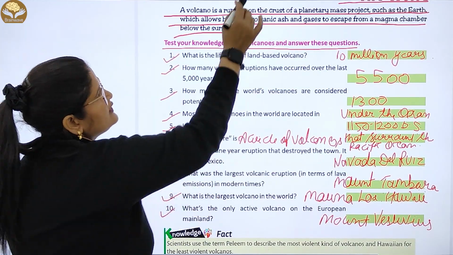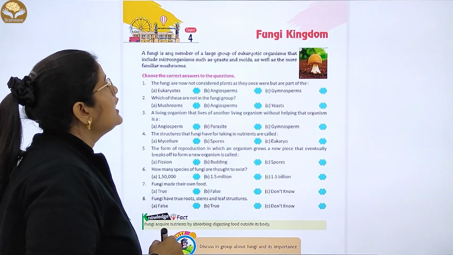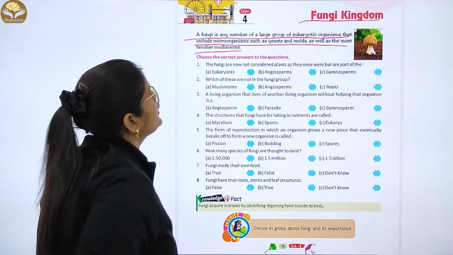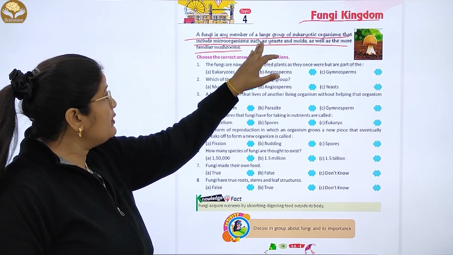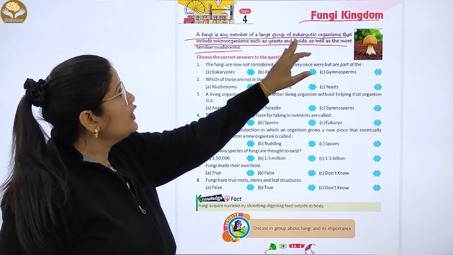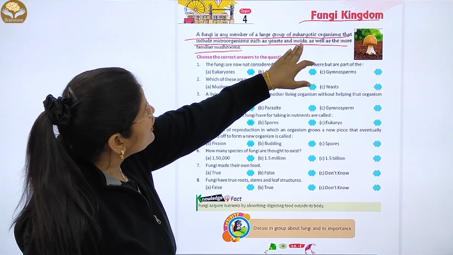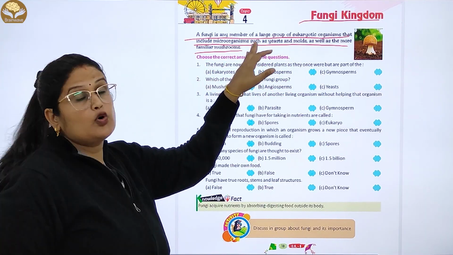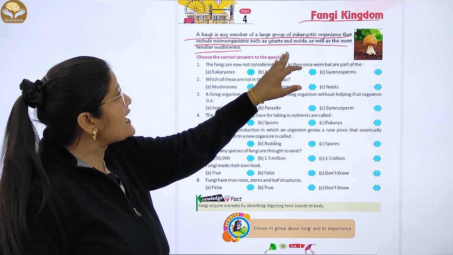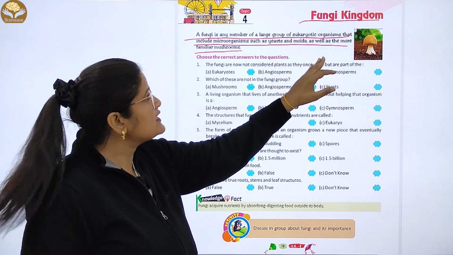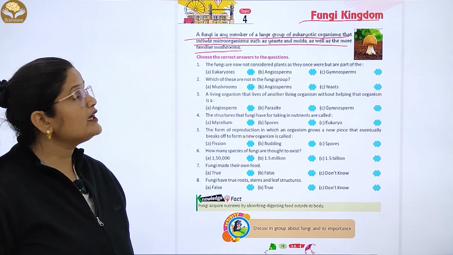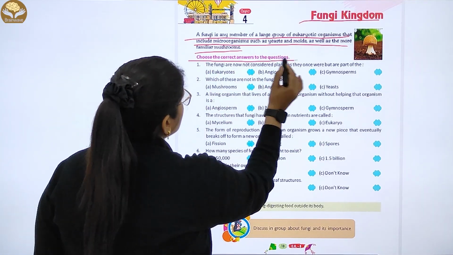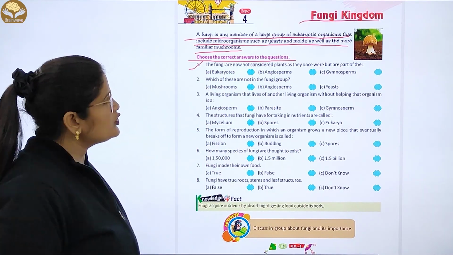Okay. Now let's come to the next chapter. Chapter number 4, Fungi Kingdom. A fungus is any member of a large group of eukaryotic organisms that include microorganisms such as yeasts and molds, as well as the more familiar mushrooms. Choose the correct answer to the questions. Now, question number 1.